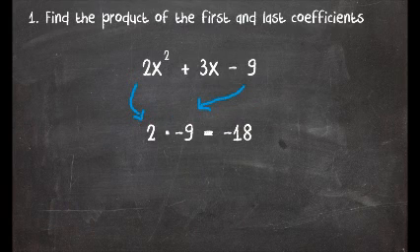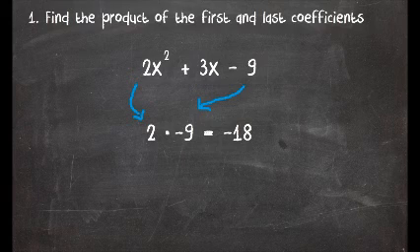First, we need to find the product of the first and last coefficients. In this example, 2x squared plus 3x minus 9, the first coefficient is 2 and the last coefficient is negative 9. When we multiply them together, 2 times negative 9, we get negative 18.